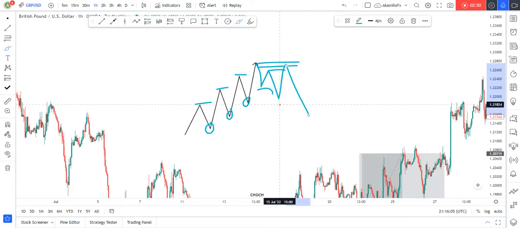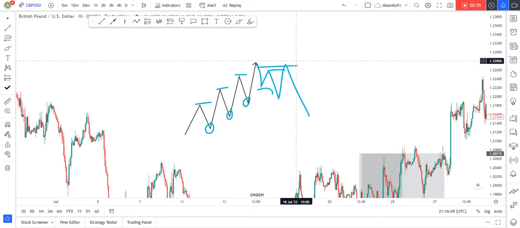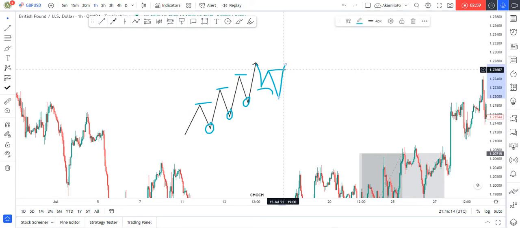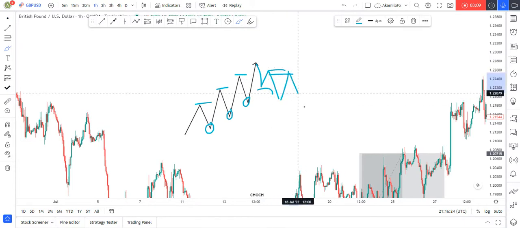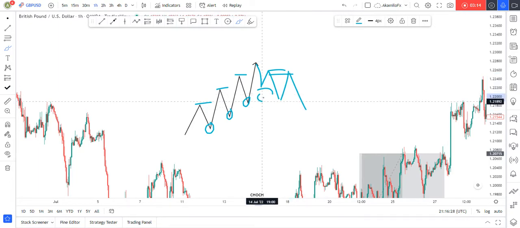Those who don't know an inducement would mark this place as their entering zone, and they'll be anticipating price to tap in and continue the move to the downside, and they will identify this place to be their choch, which is very wrong. So this is not the correct way to identify choch.